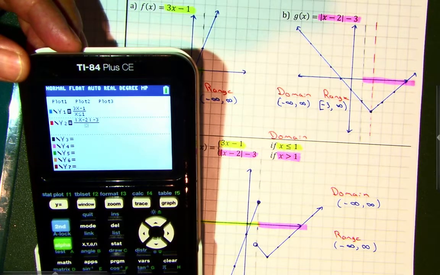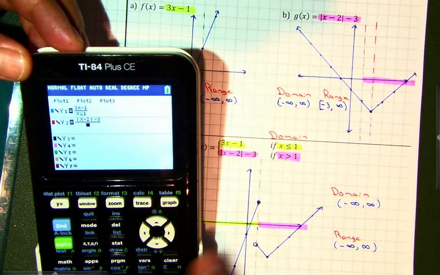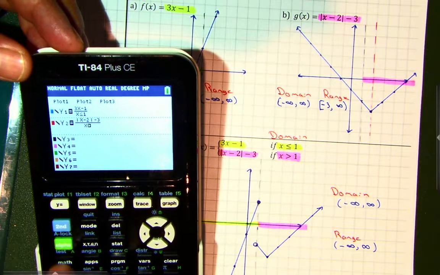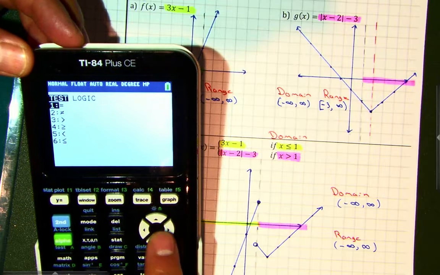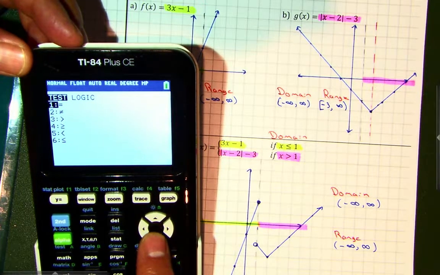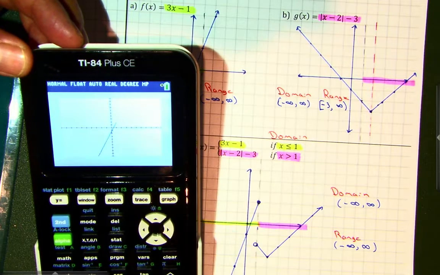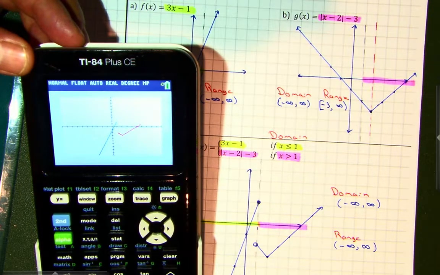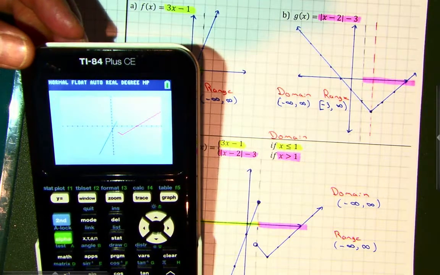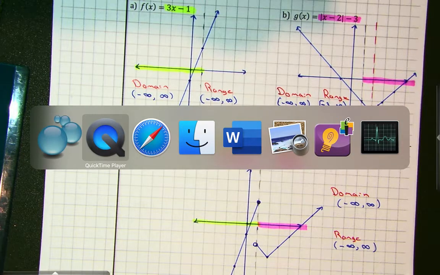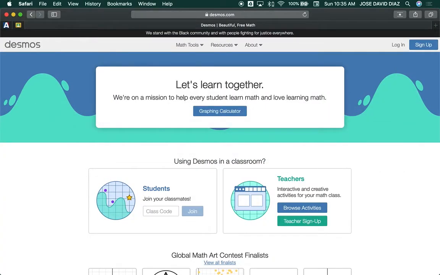Now in the denominator, I need to place x is greater than 1. So we place x, go into the logic again, second math, greater than 1. And now I can graph it. So that's how the TI-84 graphs piecewise functions. But it's much easier. We're also going to be using Desmos because it makes it a little faster for us.